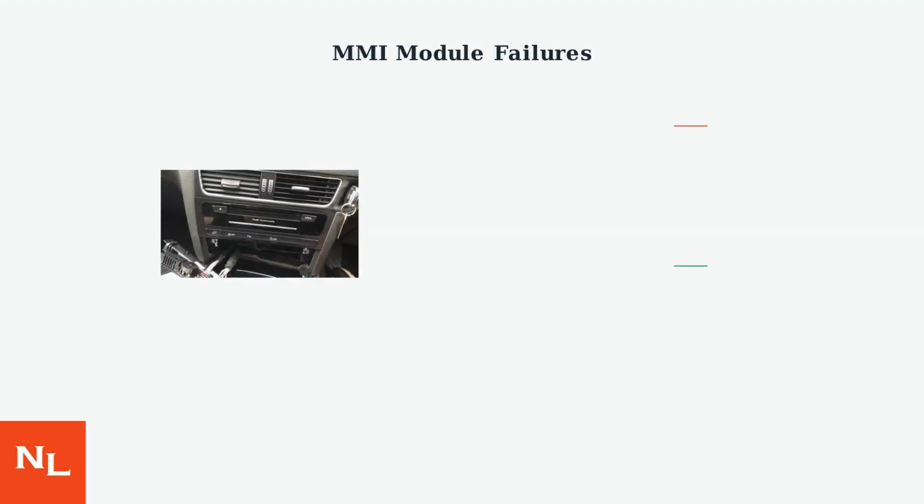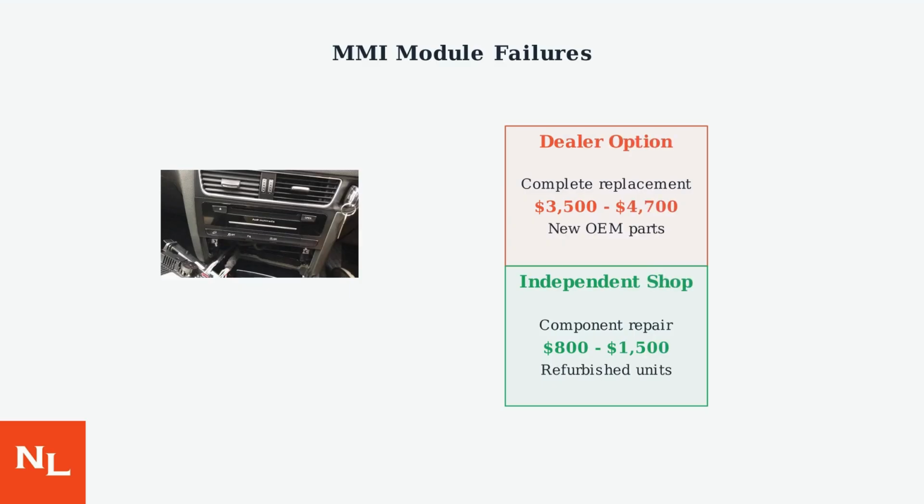MMI module failures represent more serious hardware issues. When the module fails completely, you face a choice between expensive dealer replacements and more affordable alternatives from independent repair shops. Dealerships typically recommend complete unit replacement, costing between $3,500 and $4,700. Independent shops offer component-level repairs or refurbished units at significantly lower costs.